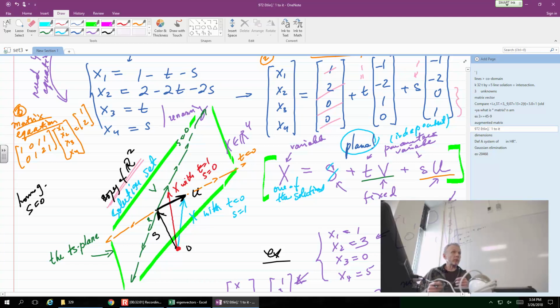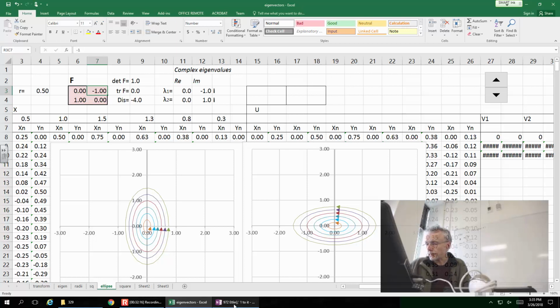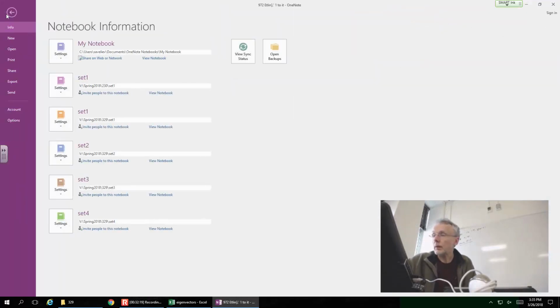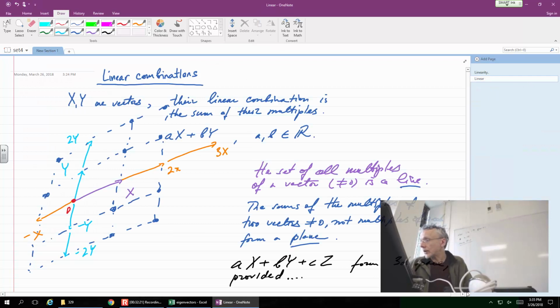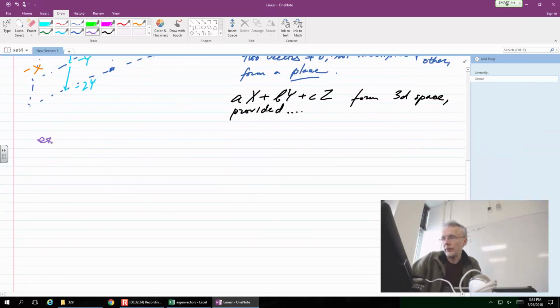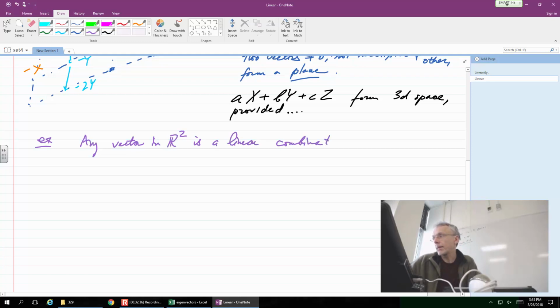Here you know what I'm talking about. i and j are the two basic vectors in the Cartesian system. So every vector is then a linear combination of those. I guess we've got to move on to make that point clear. As an example, the basic example, I suppose, is that any vector in R2 is a linear combination of i, which is (1, 0), and j, which is (0, 1).